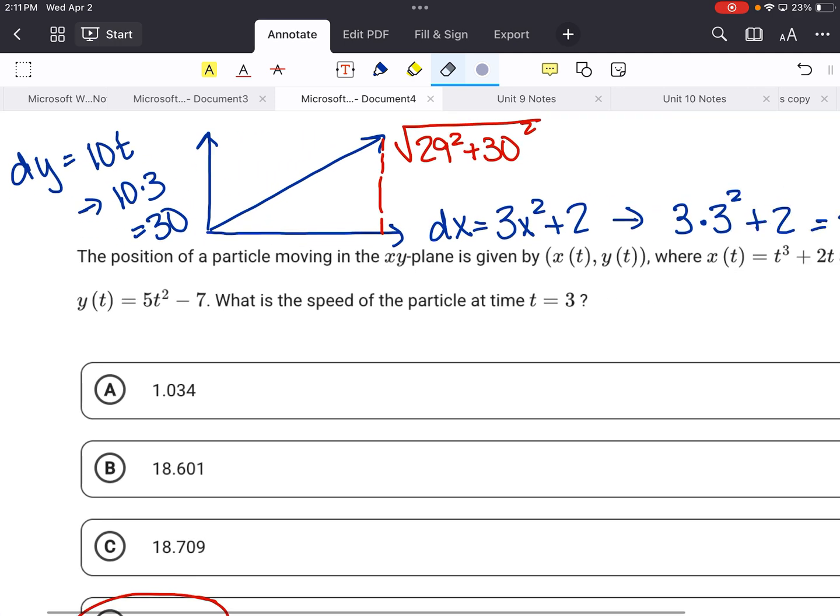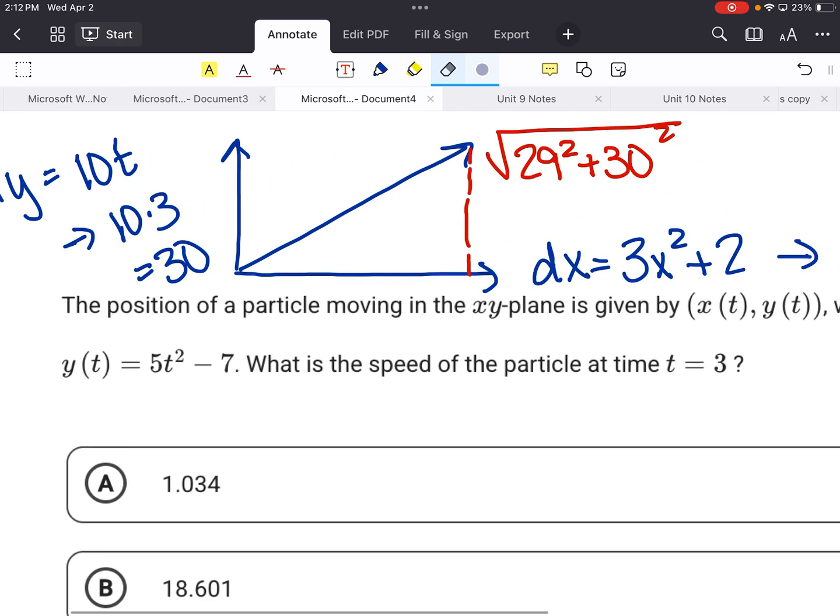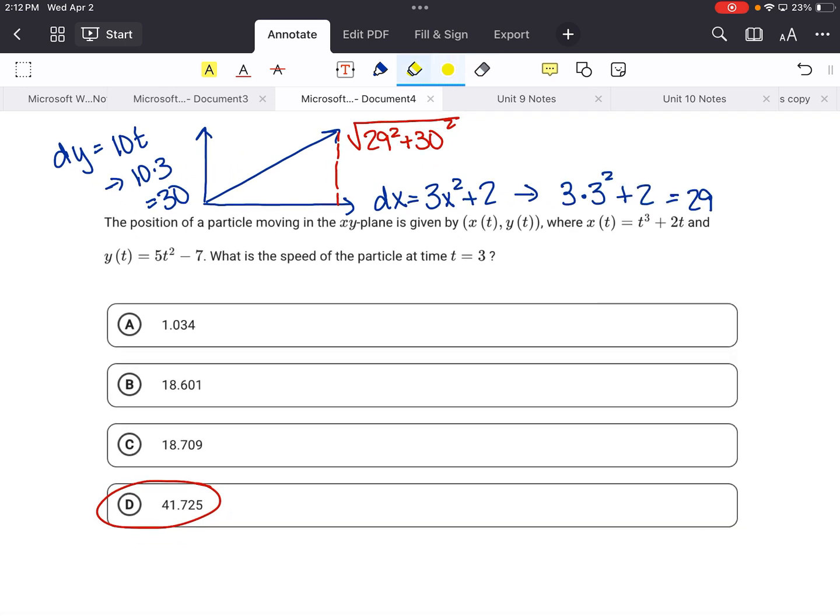So when I plug 3 into each of those, this tells me that the particle is moving at a velocity of 29 units per second, whatever, to the right, and it's moving up or in the y direction at 30 units per whatever the time is. So I've got each of these broken up into the different directions, but I want to know the overall effect. So I've got the change in x is 29, the change in y is 30, but this isn't just moving horizontal or just moving vertical, it's moving diagonally.